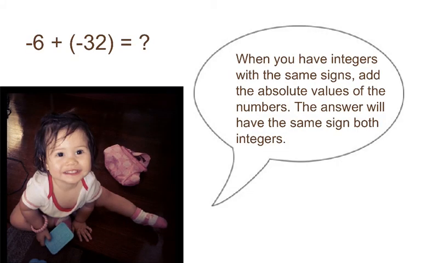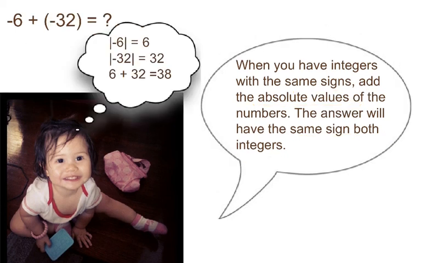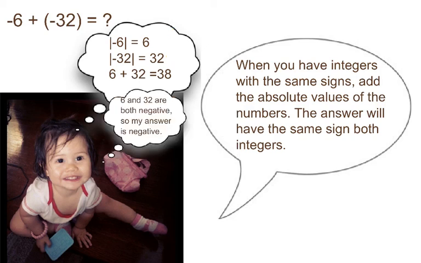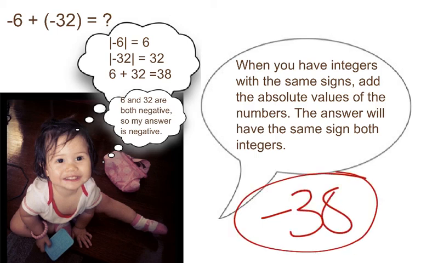When you have integers with the same signs, you add the absolute values of the numbers. The answer will have the same sign as both integers. So if I have -6 plus -32, I have an addition problem because they're the same sign. So I know the absolute value of -6 is 6, and the absolute value of -32 is 32. 6 plus 32 is 38. And I know that 6 and 32 are both negative. So my answer is going to be negative. So my answer is negative 38. So I hope that review helps you out.